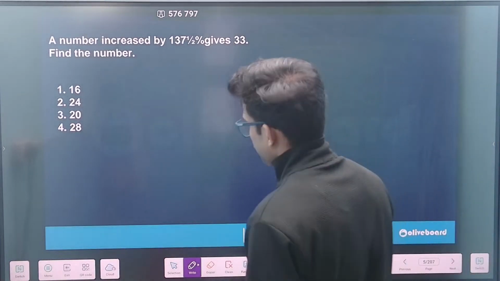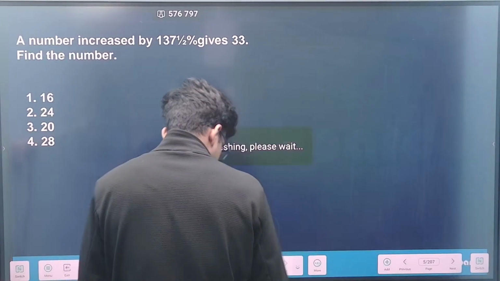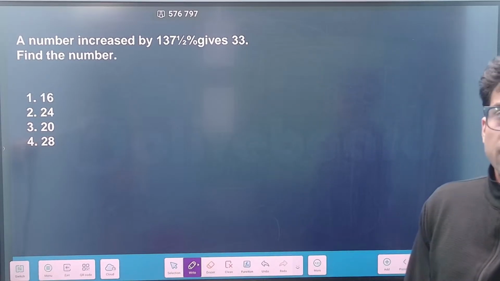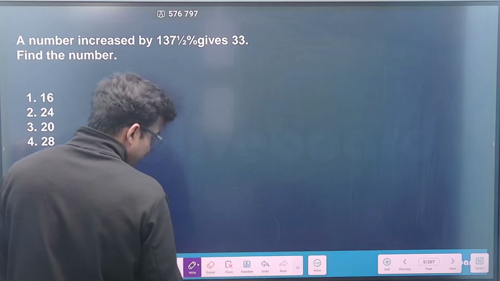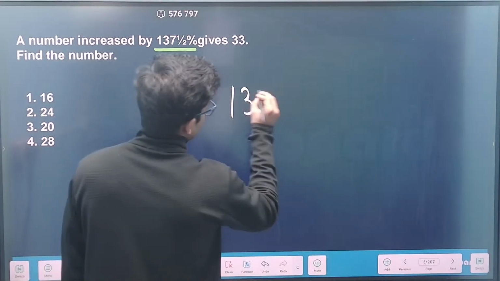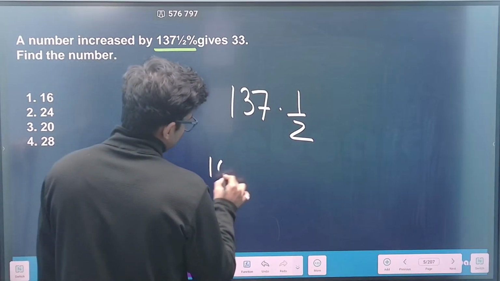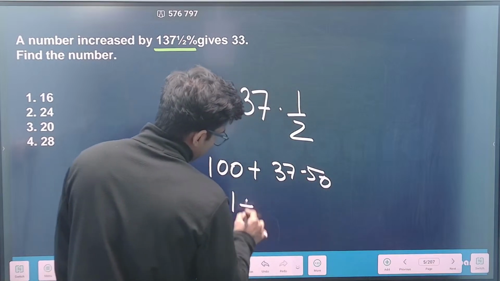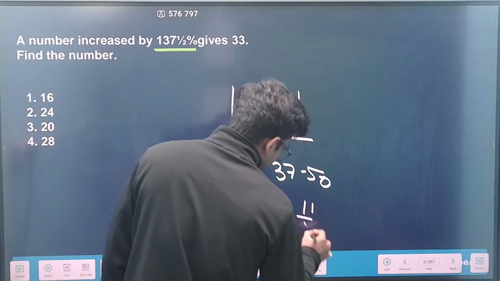This is our first question, and this is one of the exam-based questions. A number is increased by 137 1/2%. The point is whether anybody knows how to break this number: 137.5. I can break this number as 100 plus 37.50, which means 1 plus 3/8, which will become 11 by 8. Is it right or not?